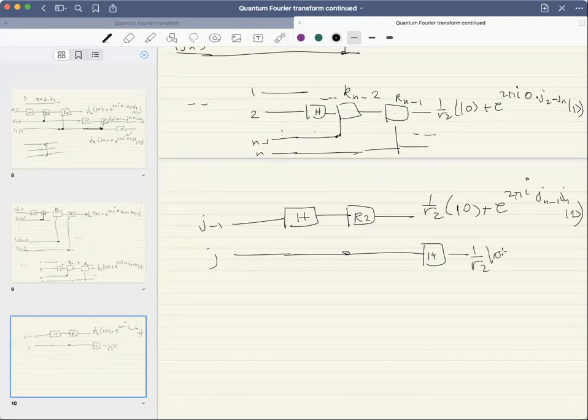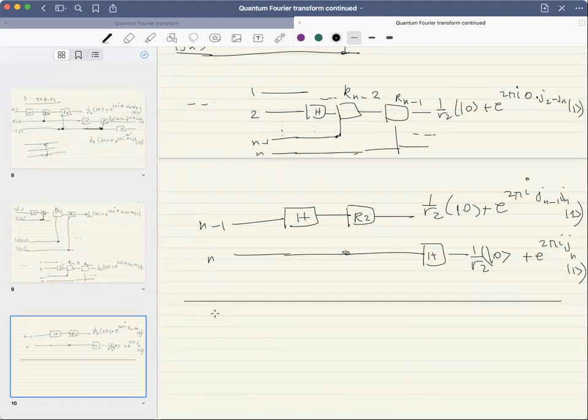So now I essentially have the Fourier transform, except the order is reversed, right? This is qubit n minus 1 here, and this is qubit n. The state of the last one should be the state of the first one. So I can put a bunch of swaps to fix that. For 3 qubits, I just swapped the first and last, and that fixed the order.